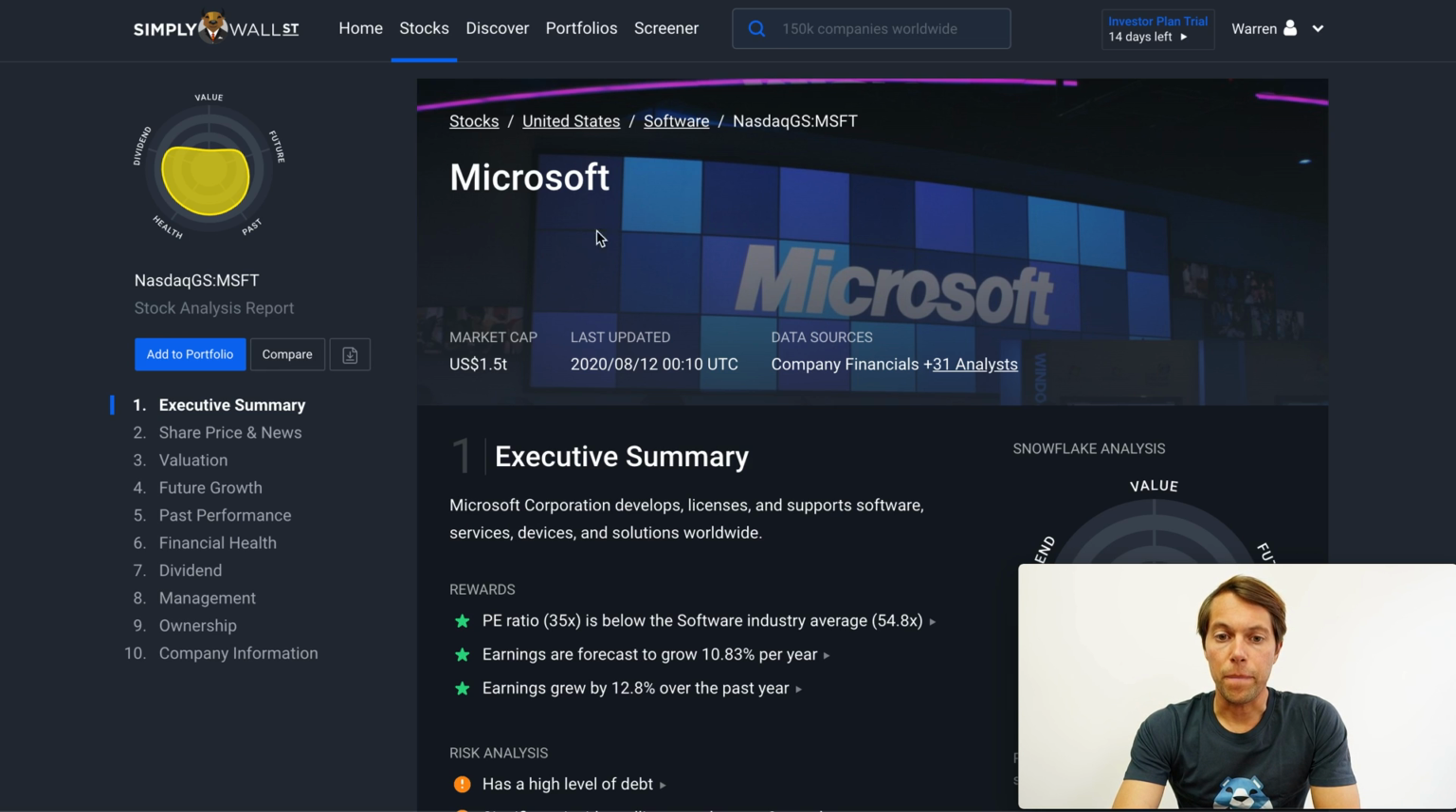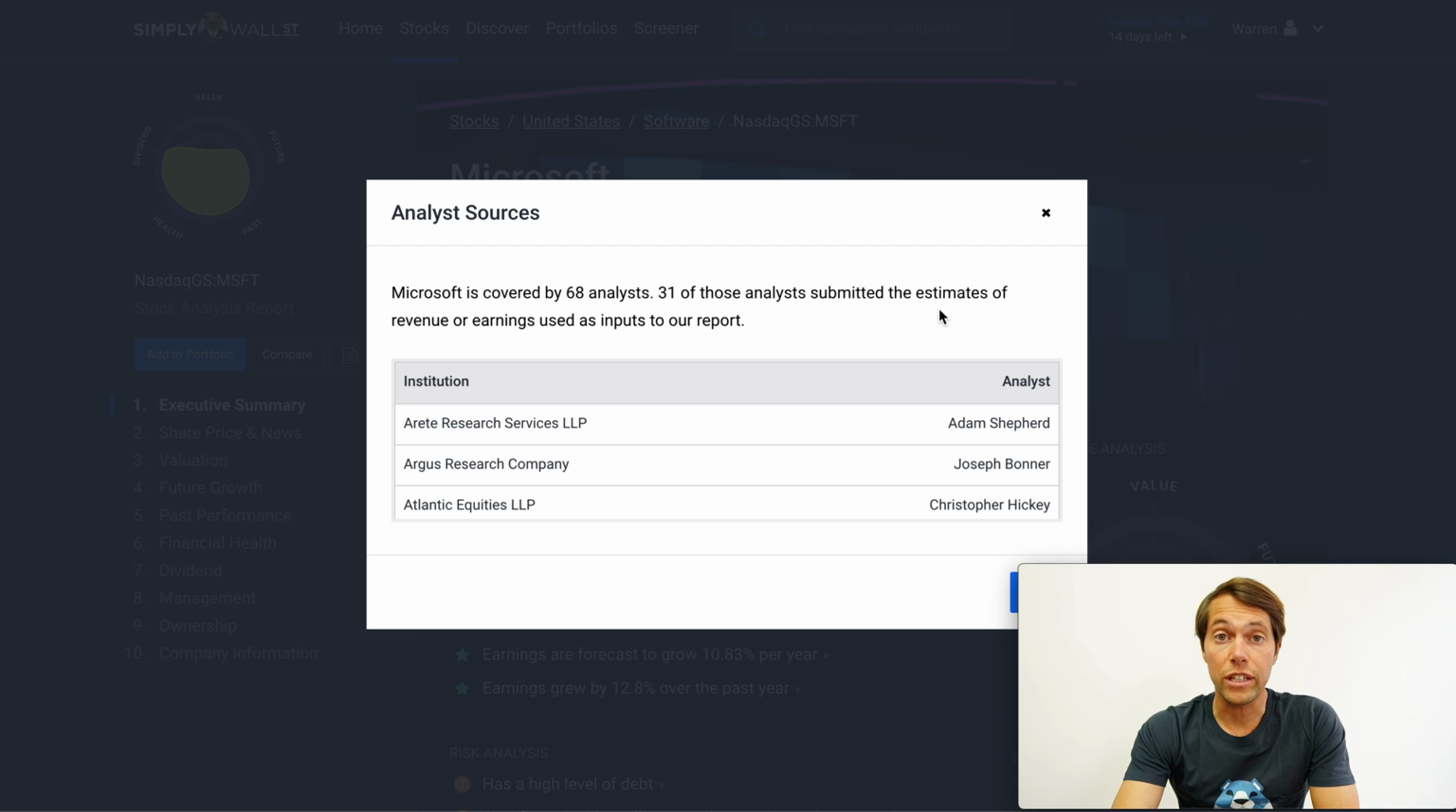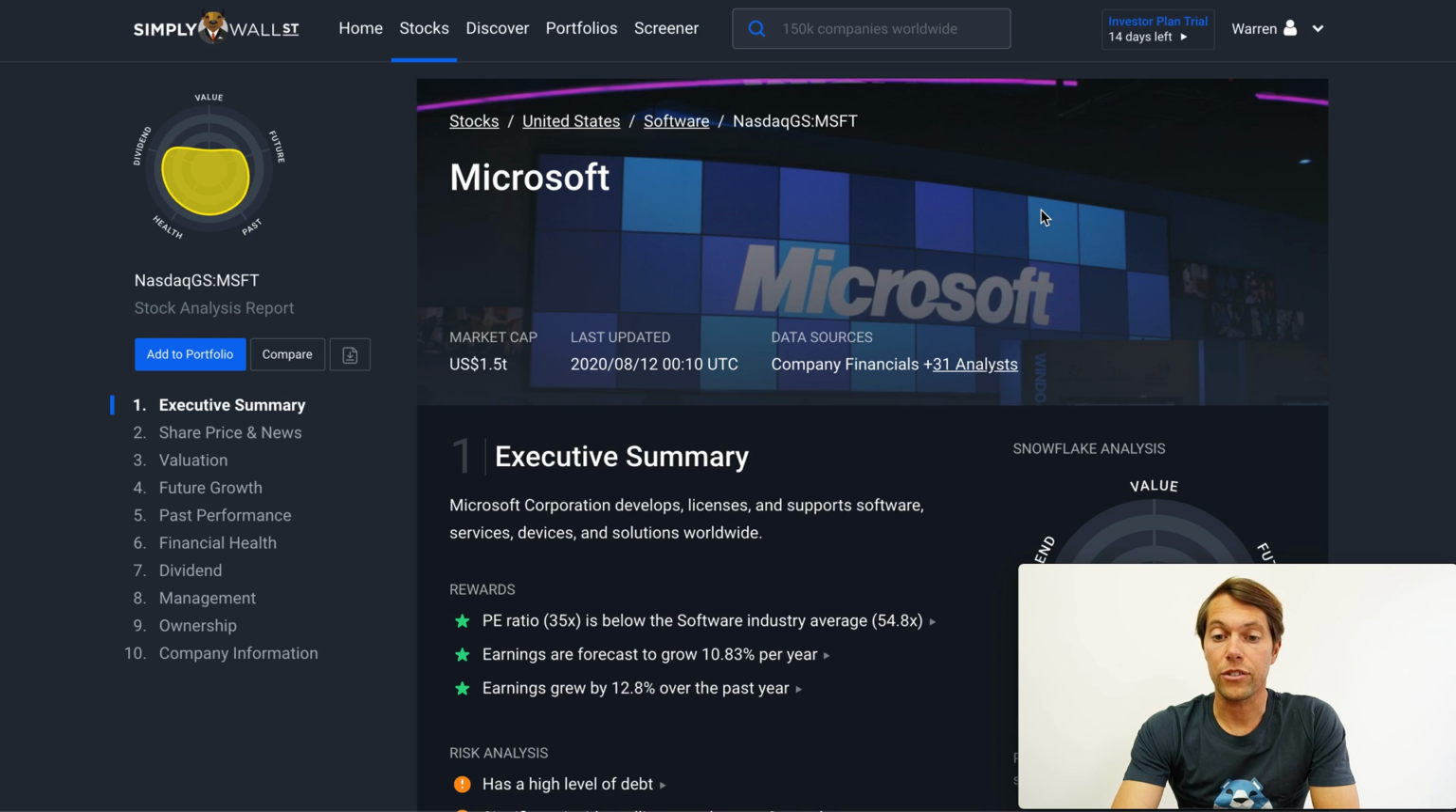Where do we get our data from? Simply Wall Street takes its data from Standard & Poor's Capital IQ, which is one of the largest data providers in the US. But the data that they aggregate is based on two main sources. One is the company financials. Those are the submissions the company makes, things like earnings updates, any forms, any filings, things like that. So that's one of our biggest data sources. But we also have analysts, which we'll talk about in a bit. And if I click here, I can see who the analysts are that are covering the company. And we'll talk about the analysts section in a moment.